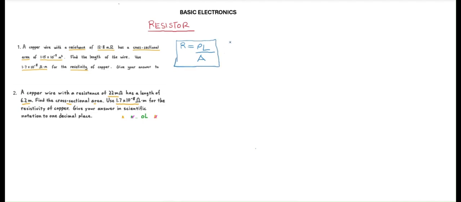Now, they said that a copper wire with resistance, so the resistance of the copper wire is 12.8 milliohms, has a cross-sectional area, that is the area, which is 1.15 by 10 to the power negative 5 meter squared. That is very, very small. Then they are asking us to find the length. We should find the length if the resistivity of the copper wire is equal to 1.7 by 10 to the power negative 8 ohm meter. So this is the question that we have.